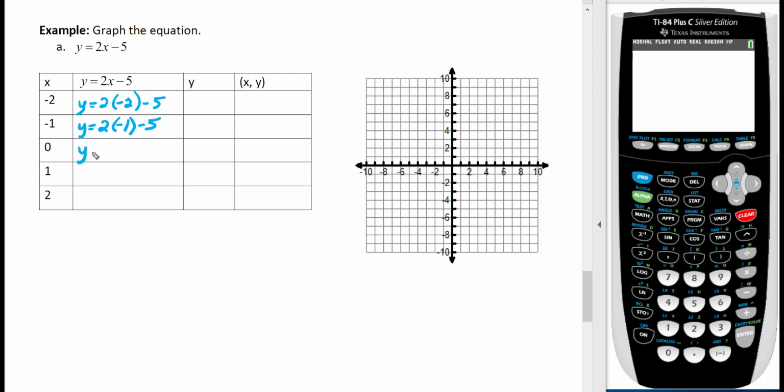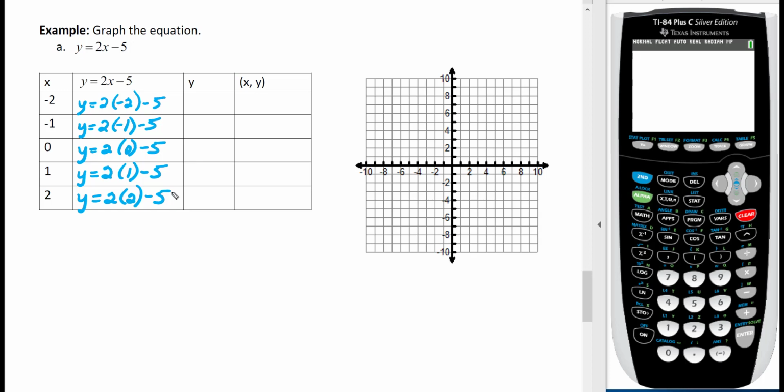Next one is 0, so y equals 2 times 0 minus 5. Next one is 1, so y equals 2 times 1 minus 5. And y equals 2 times 2 minus 5. Let's speed up the process. We can type them in individually, or let's use some of the advanced features on our calculator now.